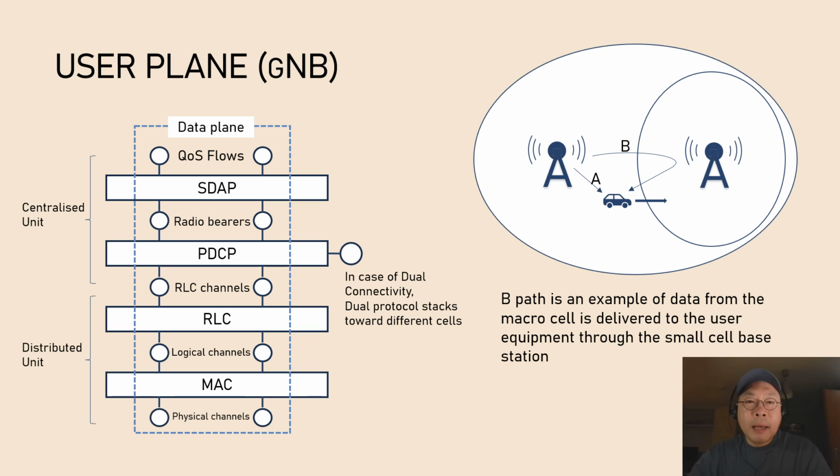On the right side, an example illustrates possible user data flow paths in dual connectivity. As shown in A, data may be transmitted to the UE via the master cell group, typically the macro cell, or as in B, via the secondary cell group, typically the small cell.